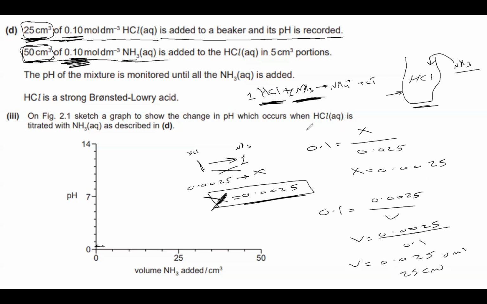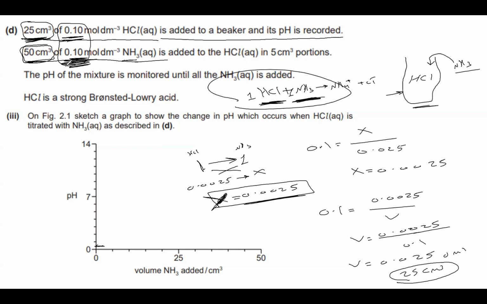So what I want to show here, guys, is that 25 cm³ of NH3 will react completely with 25 cm³ of HCl. Whenever you have the same mole ratio for the reactants and the same concentration, both will react at the same volume. 25 will react with 25, 30 will react with 30. The completion of the reaction occurs when we add 25 of NH3.